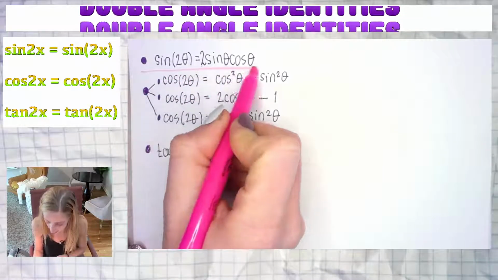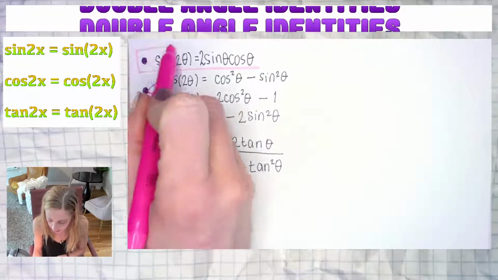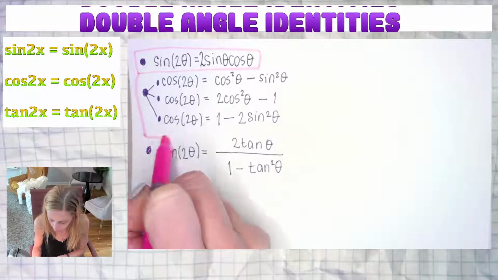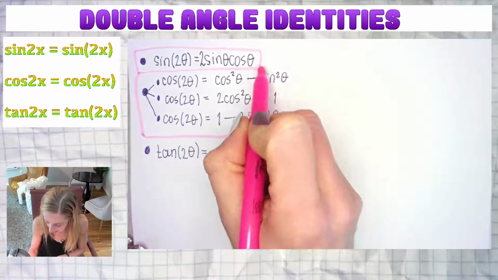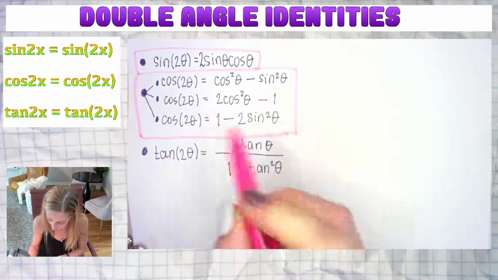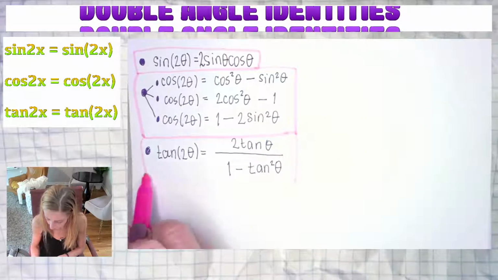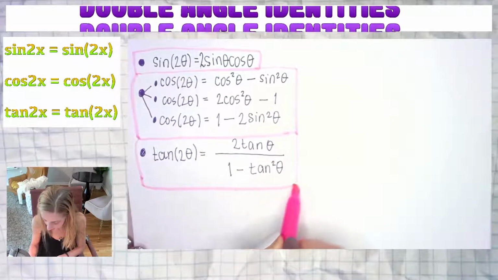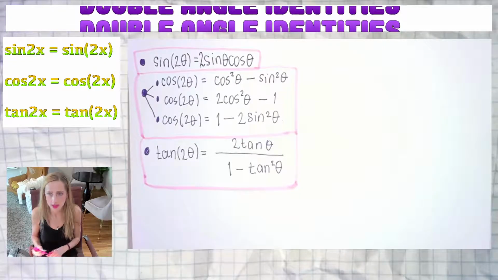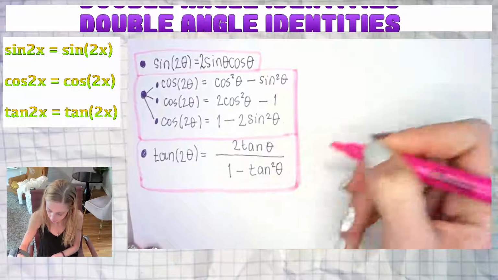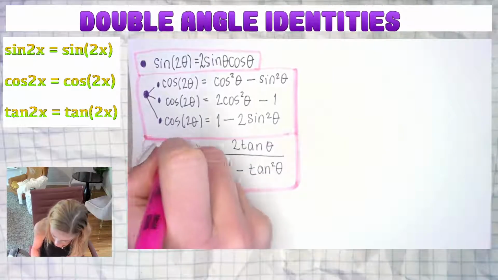Make sure the title that I have on the screen, double angle identities, is written above your notes. Maybe put the date so you can kind of keep yourself organized. Maybe write lesson intro so you remember that this portion is the introduction to the lesson, and we could all stay really organized for the remainder of this unit, okay?